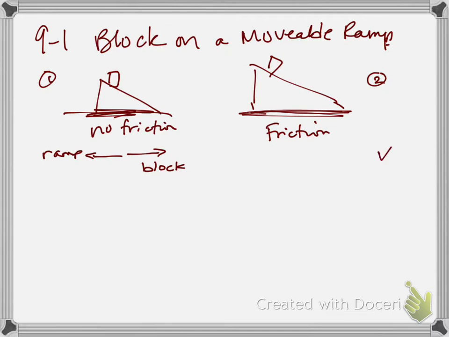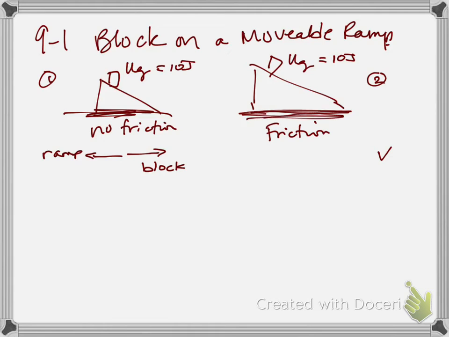In both cases, this block has the same amount of gravitational potential energy. Whatever that is, say it's 10 joules. Energy has to be conserved. We're not going to put any numbers into this answer. But when we get to the bottom of the ramp, what's going to happen?